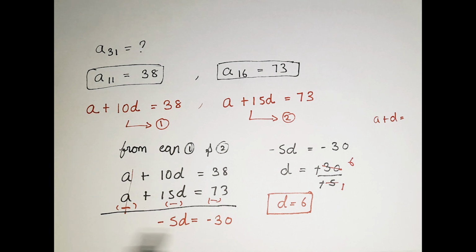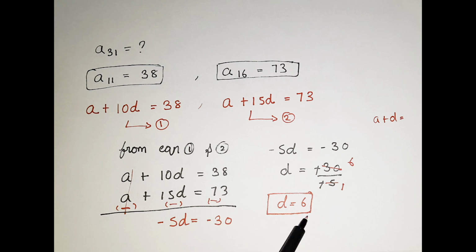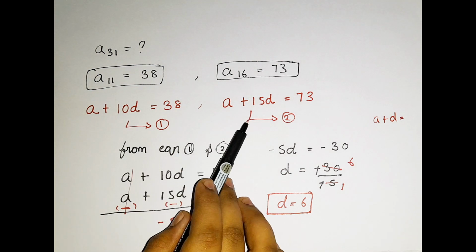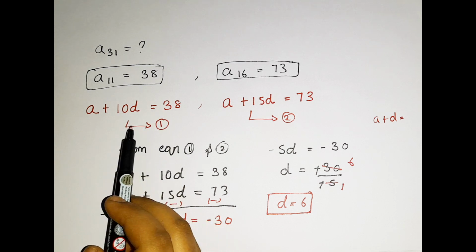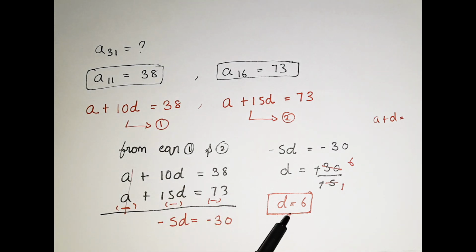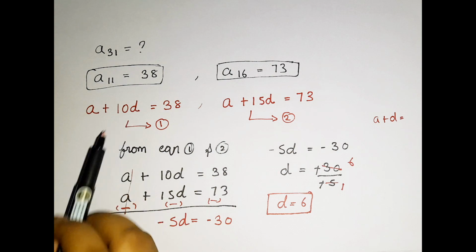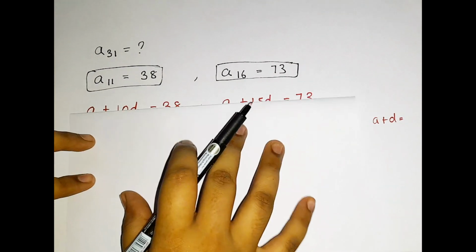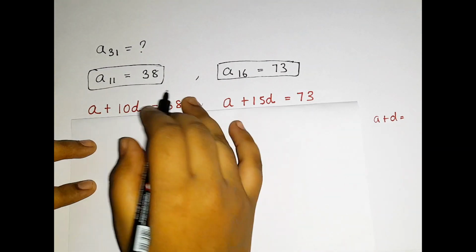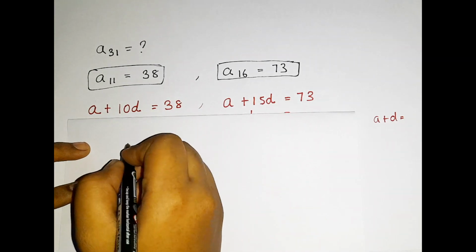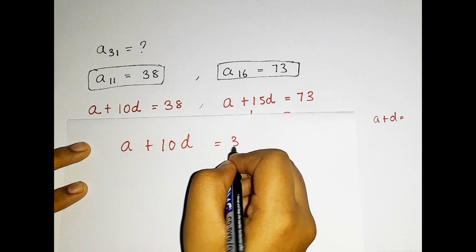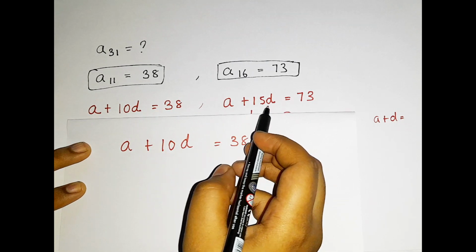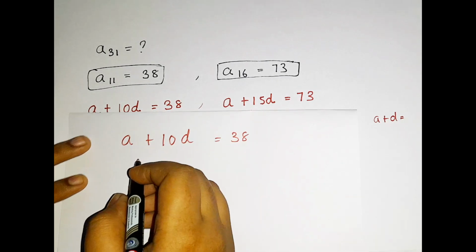I am going to substitute this D value in both equations. You can take any one equation, but you will get the same value only. So I am going to substitute D in this equation. Let me write the equation as it is: A plus 10D is equal to 38. If you want, you can try the other one as well. I am just taking the first one.